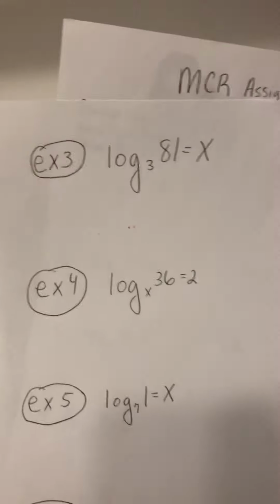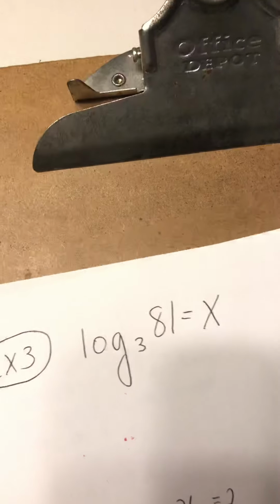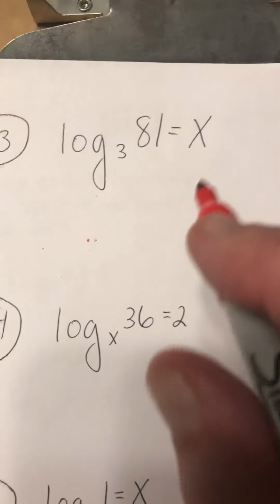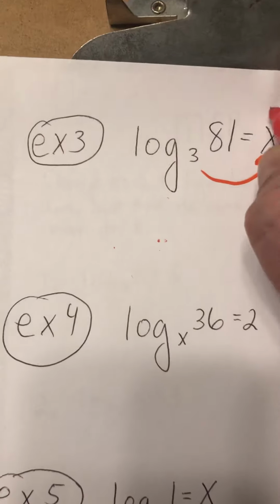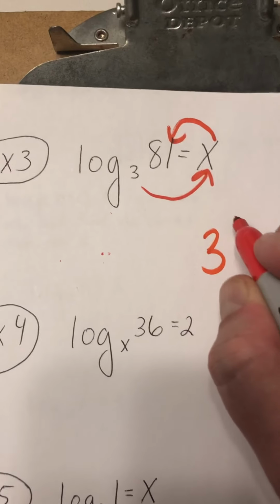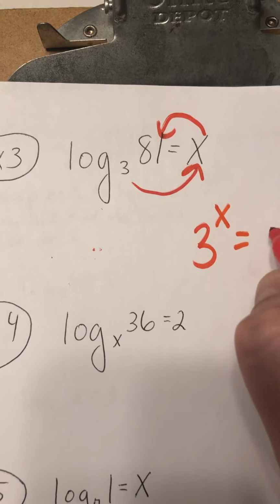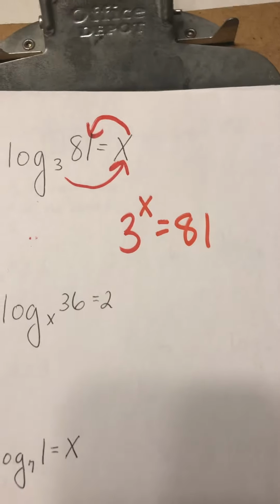Here we have, for this third example, log base 3 of 81 equals x. For this one, I want to convert to exponential. 3 to the x would give me 81. So I've got to figure out 3 to the what would give me 81. And that may not be obvious, so let's do a little factor tree.